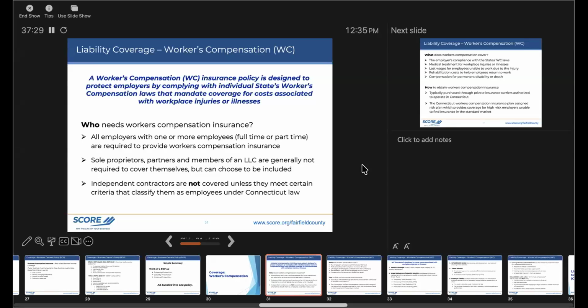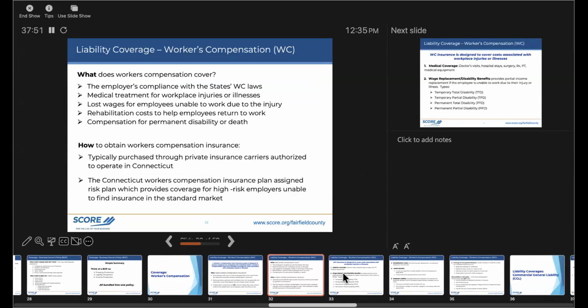If you're a sole proprietor, partner, or member of an LLC, you are generally not required to cover yourselves but can choose to be included. Independent contractors are not covered unless they meet criteria that classify them as employees under Connecticut law. I don't know about those Connecticut laws. Sorry.